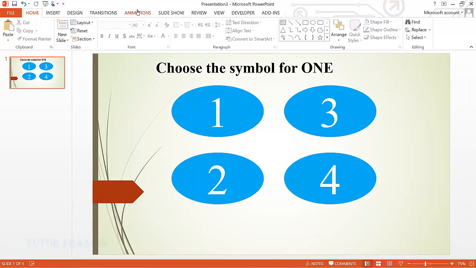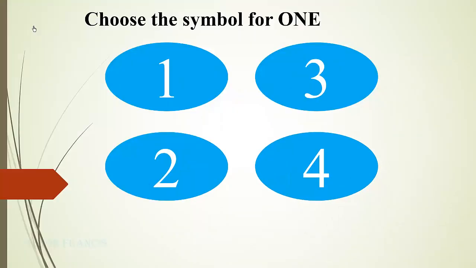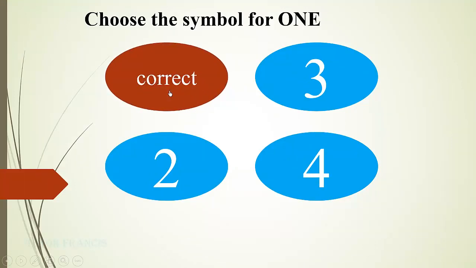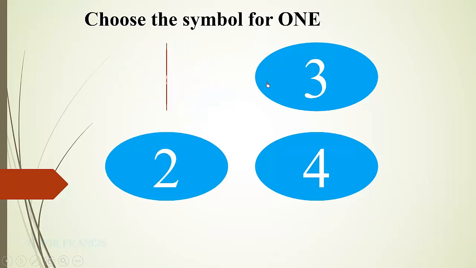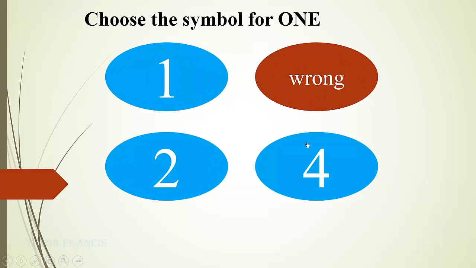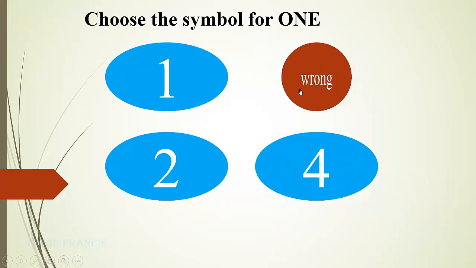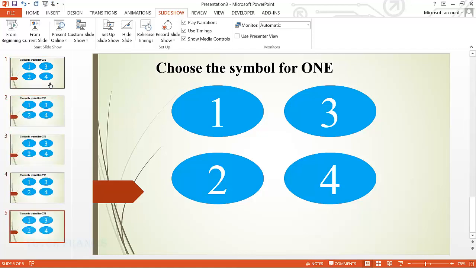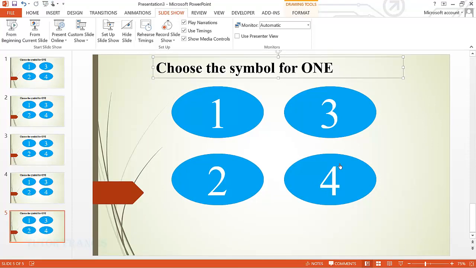So you can go to slideshow from current slide, then choose the symbol for one. Correct. Wrong. So you can play it as many times as you want with your student. And one thing about it is that you can duplicate this by holding the control, selecting the slide, Control D, duplicate it as many times as you want. Then you can change the questions or adapt it to suit your needs.